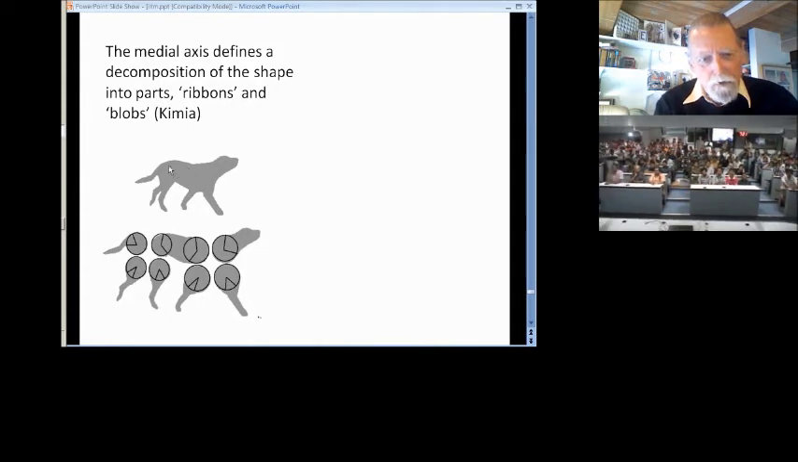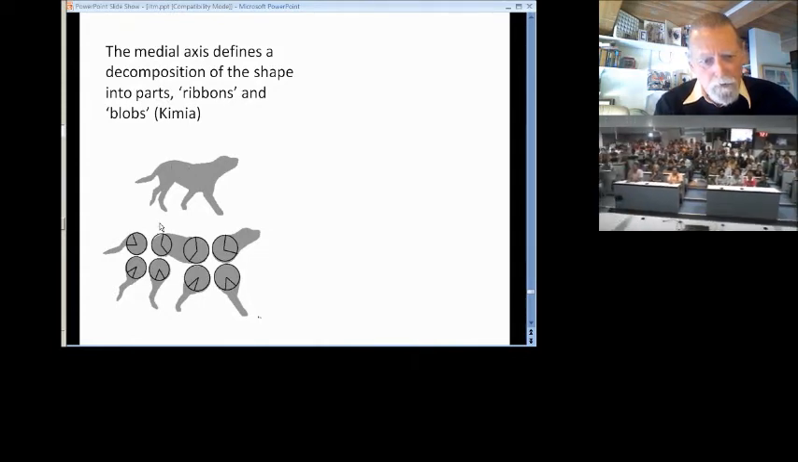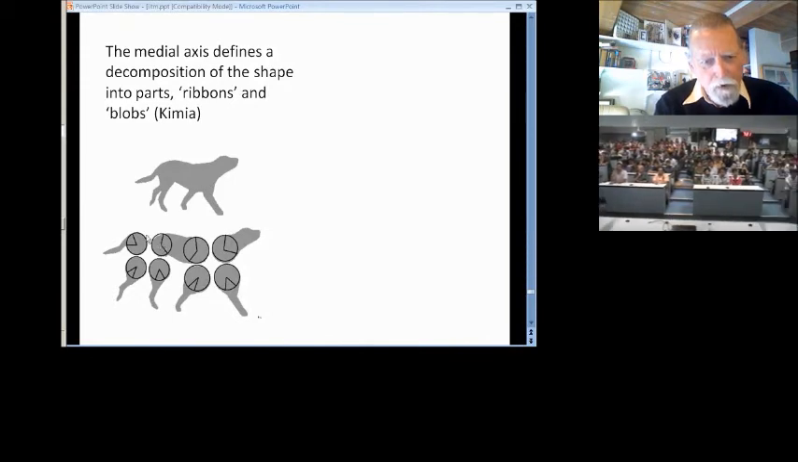And where they fork, at these points you see they fork and they move in several directions. Here from the body into the tail and the legs.